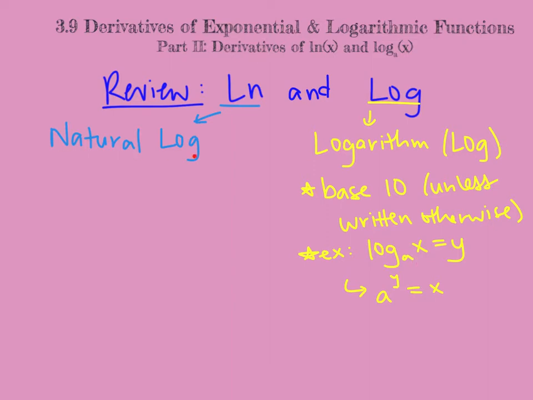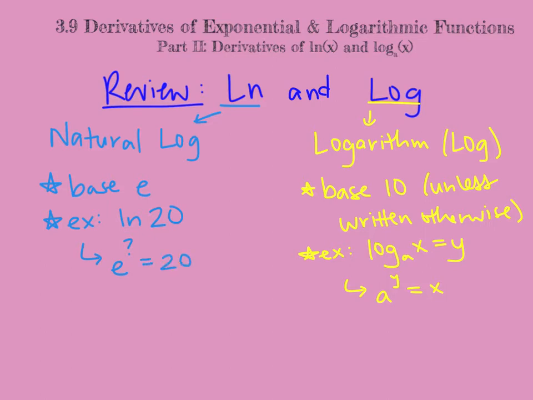A natural log naturally has a base of e, and we wouldn't write a natural log if it had a different base. So it's always going to be a base of e. We don't write the base of e. So in general, if we had the natural log of, let's say, 20, that really means e to the what? E to what exponent gives us 20.